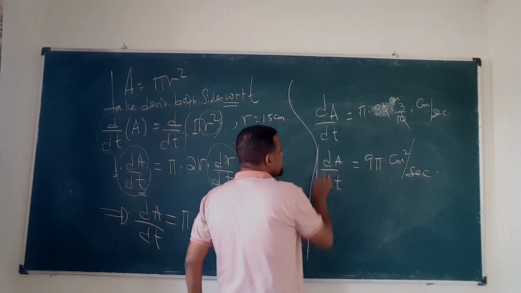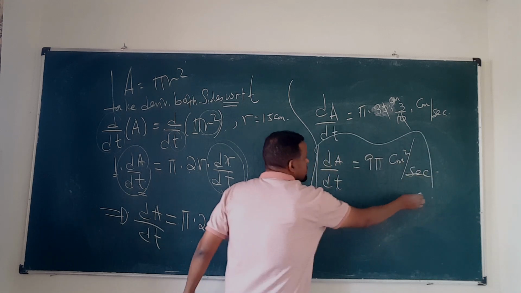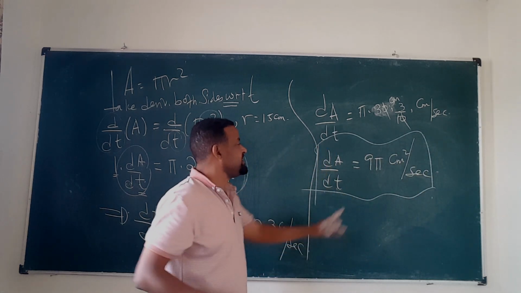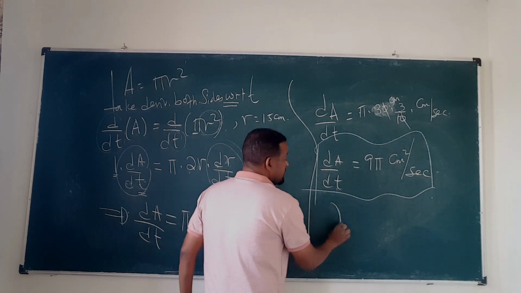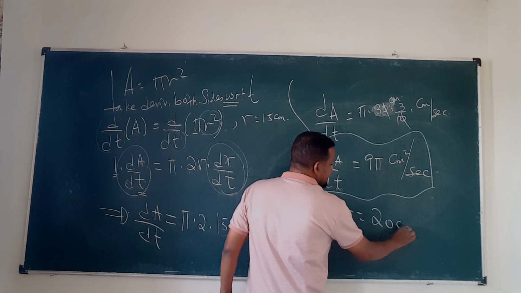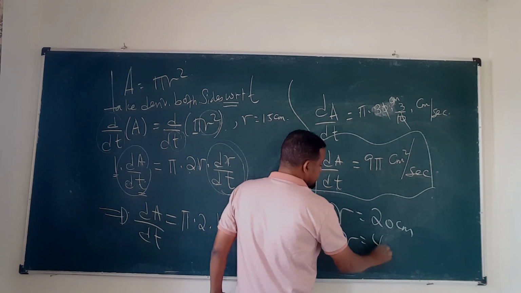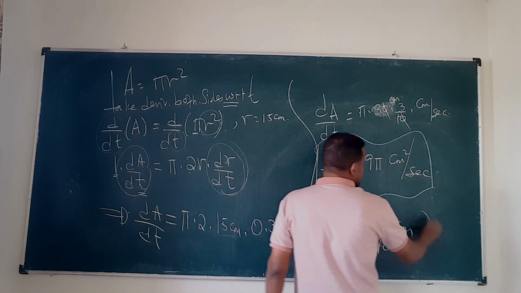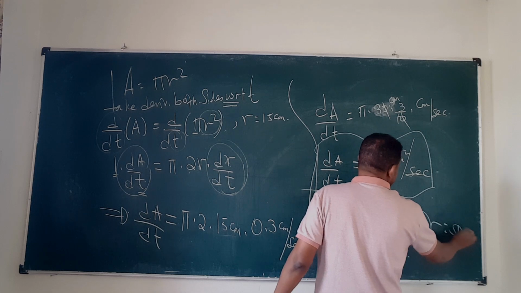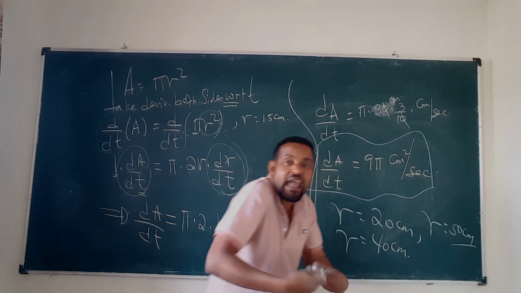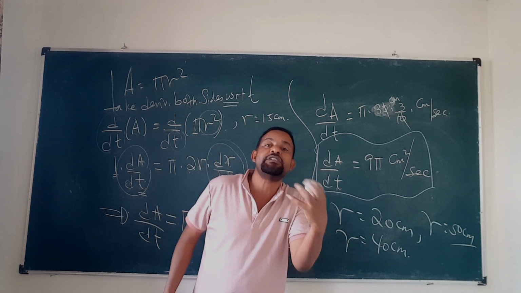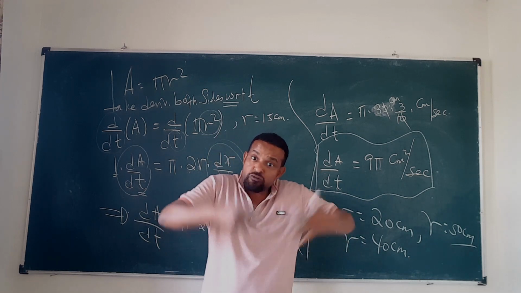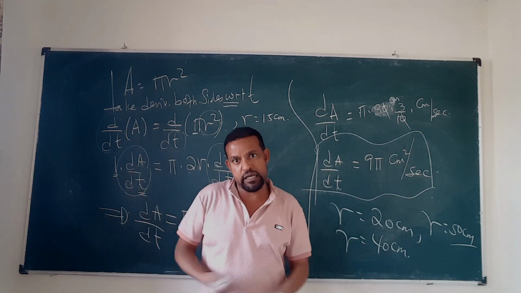So the rate of change of the area of the circular plate is 9 pi centimeter square per second when the radius is 15. What about when the radius is 20 centimeter? You work it out. When the radius is 40 centimeter, you work it out. When the radius is, for example, 50 centimeter, what does the area do at each centimeter? It changes, because the radius is changing at 0.3 centimeter per second, and when the radius changes, the area changes.